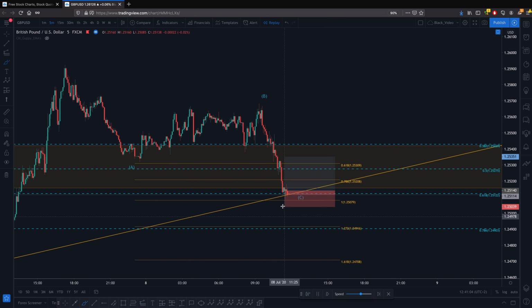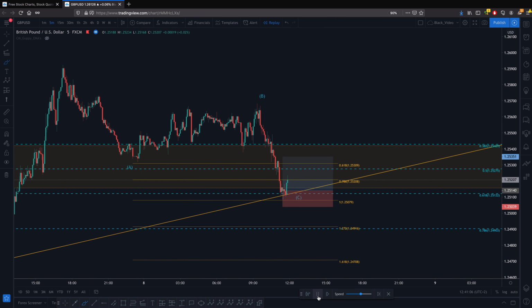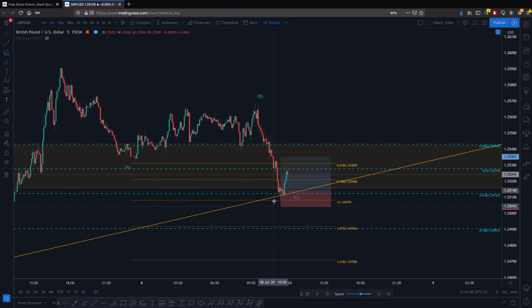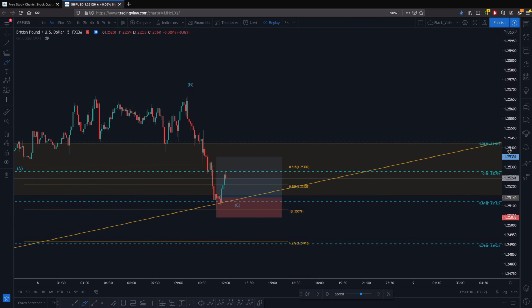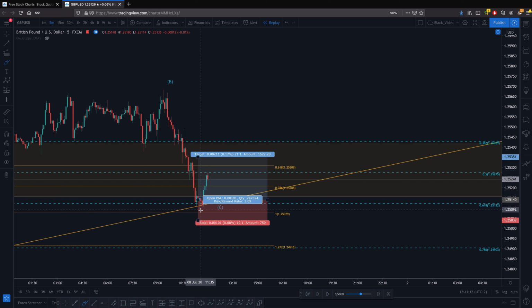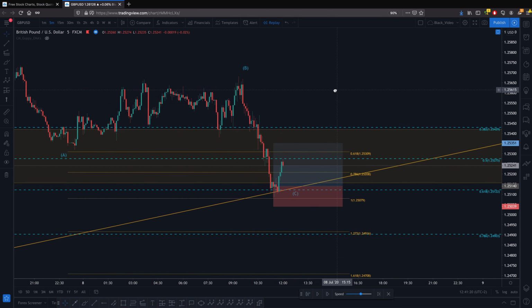There you can see we got another rejection. Here you can see we got two buy pin bars, which broke through the trend line but closed inside or above the trend line. So this is how the price developed.